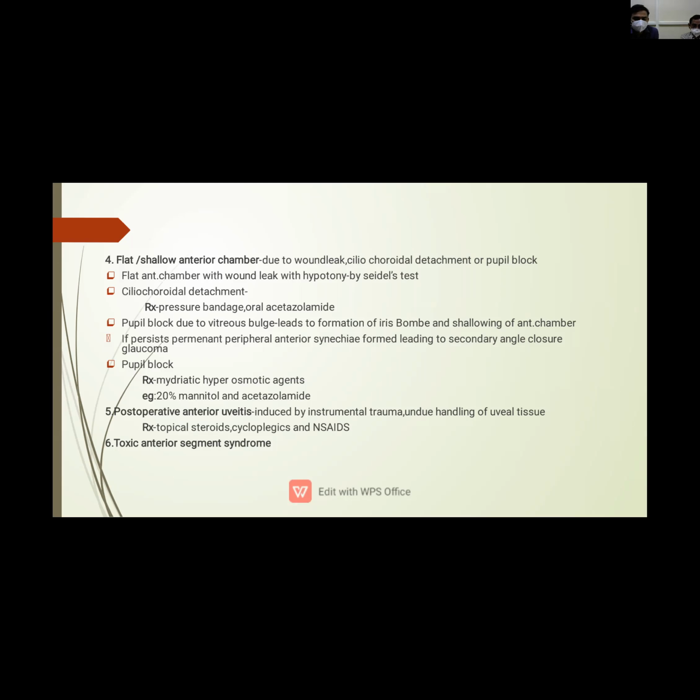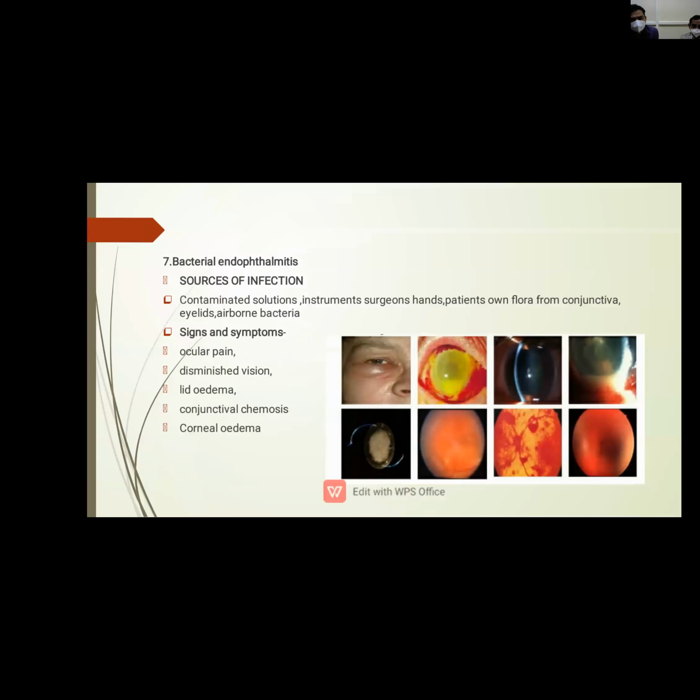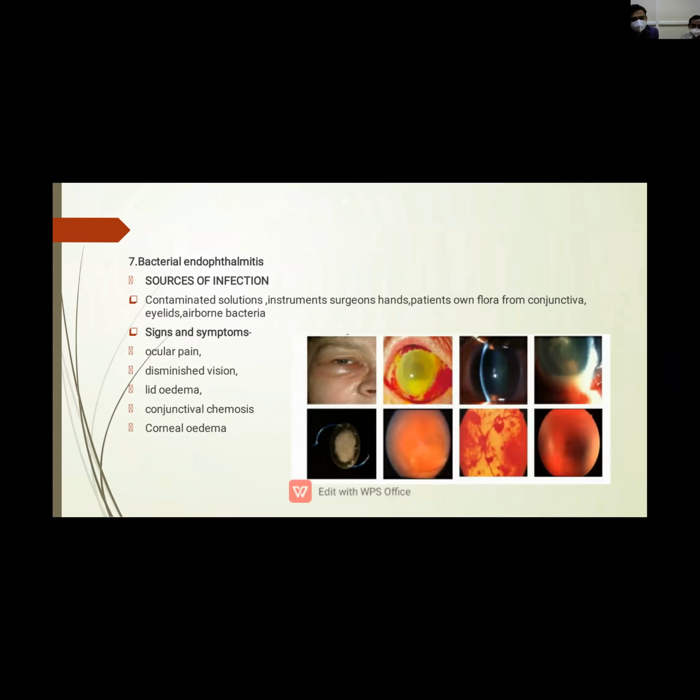Post-operative anterior uveitis. It is induced by instrumental trauma, undue handling of uveal tissue. It can be treated using topical steroids, cycloplegics, and NSAIDs. Toxic anterior segment syndrome. Bacterial endophthalmitis. The main sources of infection are contaminated solutions, contaminated instruments, surgeons' hands, patient's own flora from conjunctiva, eyelids, and airborne bacteria. Signs and symptoms include ocular pain, diminished vision, lid edema, conjunctival chemosis, corneal edema, etc.